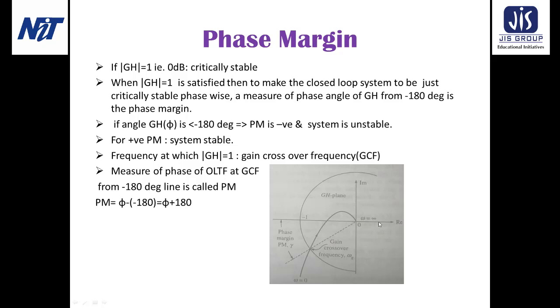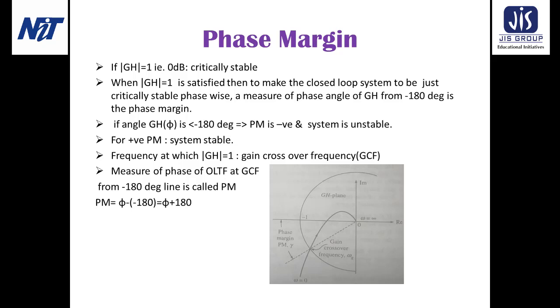Now, the analytical procedure for computing the phase margin involves finding the phase of G(jω)H(jω) at the GCF or the gain crossover frequency and then subtracting 180 degree from this phase. Now, the analytical method involves very tedious computations. So, we will use a graphical method for describing. So, this is the definition of phase margin from the polar plot.